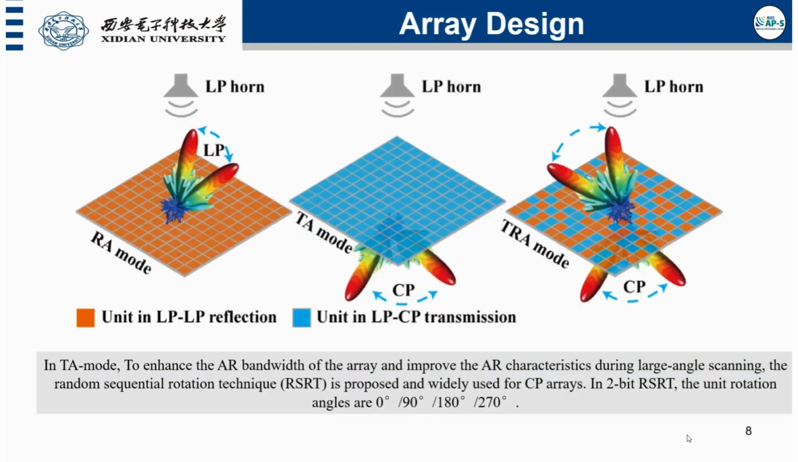Our RTRA metasurface operates in 3 modes: RA mode, TA mode, and TRA mode. To enhance the array's performance, we've implemented the Random Sequential Rotation Technique, or RSRT, which improves the array's bandwidth and radiation characteristics during large-angle scanning.